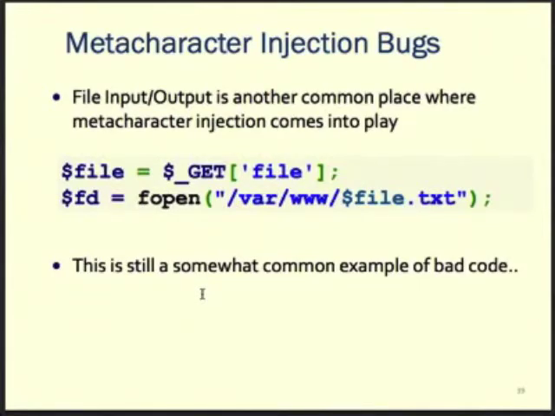So in just this one line, there are multiple vulnerabilities present, and it's completely representative of the type of things that can happen. This is actually still a somewhat common example. I found this on an audit recently, not too recently, but within the last 6 months.